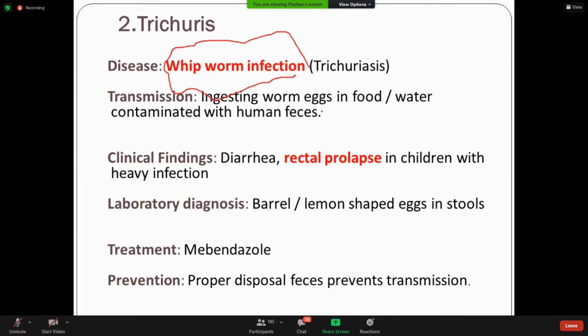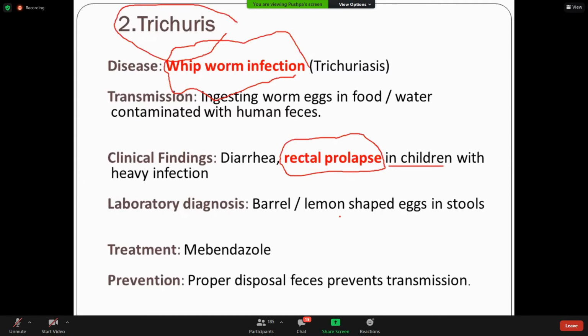Transmission: ingested worm eggs in food and water contaminated with human feces. Clinical findings will be diarrhea, and in children, because the patient is infested with a high worm load, it can lead to rectal prolapse. So that's the main complication in trichuriasis. Okay, whipworm. And the disease we call trichuriasis.